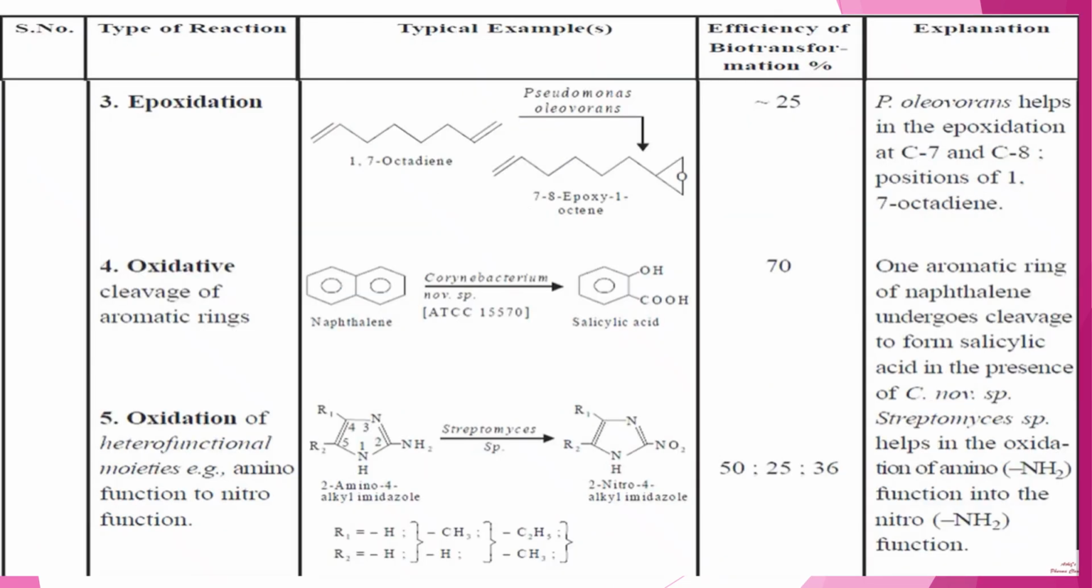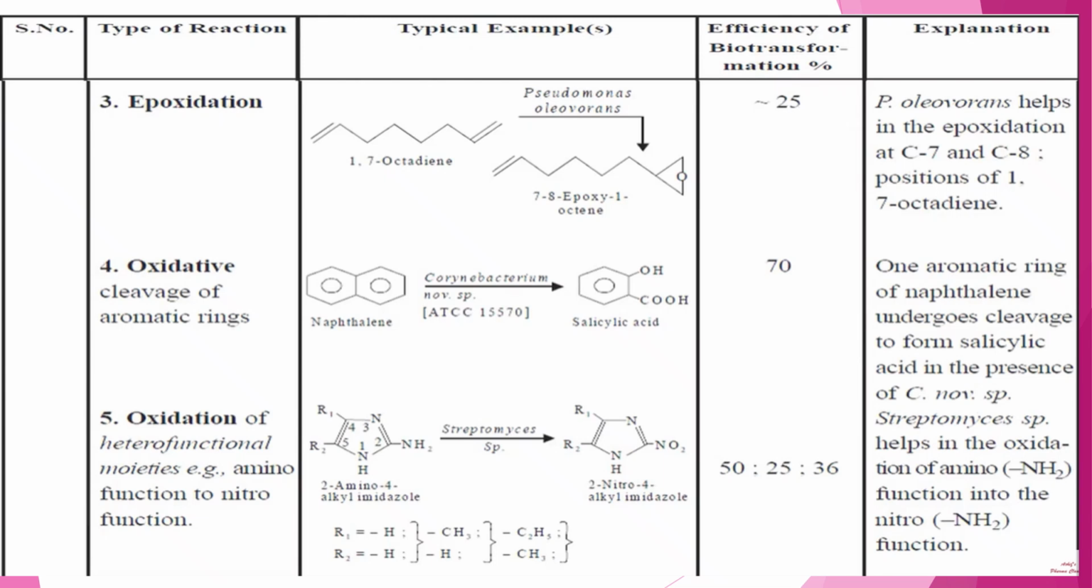Okay. Then epoxidation reaction. So 1,7-octadiene can be converted into 7,8-epoxy-1-octene. These are called epoxides. Okay, here you can see that in the presence of Pseudomonas oleovorans, what happens? Between the C7 and C8 position, an epoxide is formed.